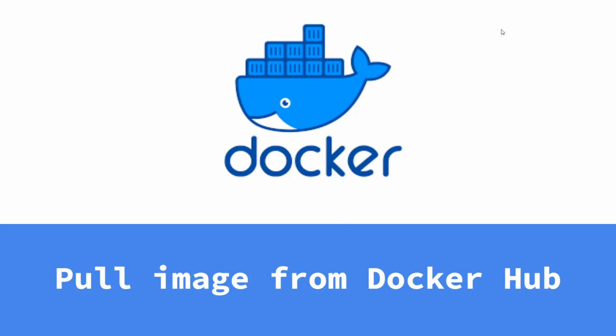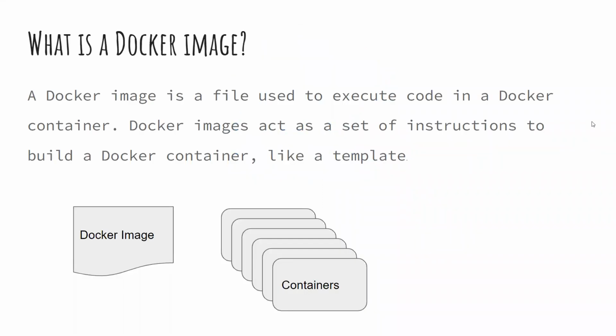In this video we are going to see what an image is and how to pull an image from the Docker Hub. In the Docker world, a Docker image is nothing but a file used to execute code in a Docker container. Or in other words, you can consider Docker images as a set of instructions to create a Docker container. It acts like a template.